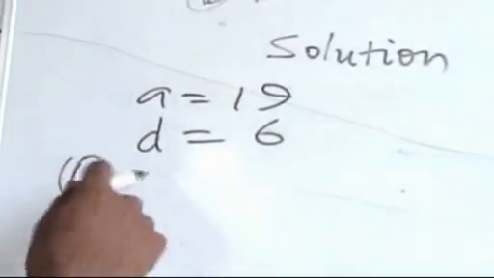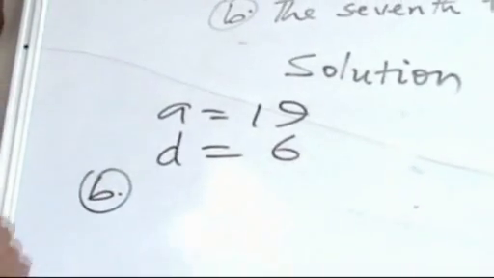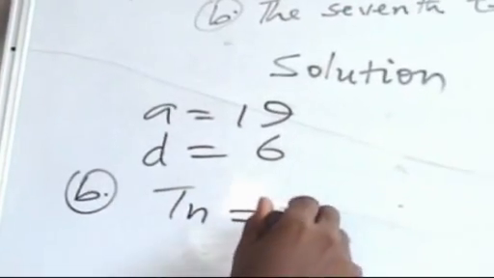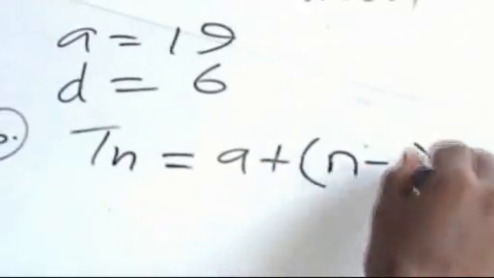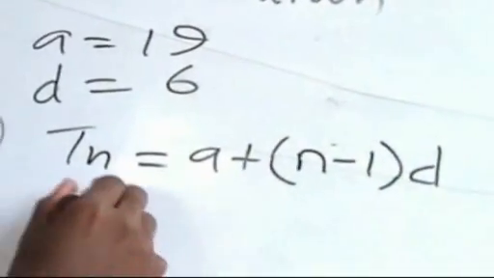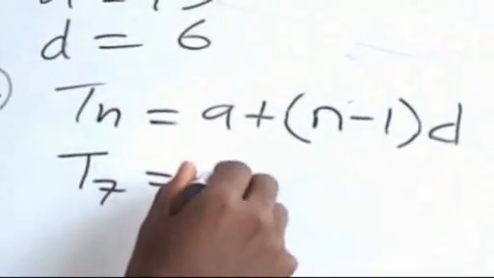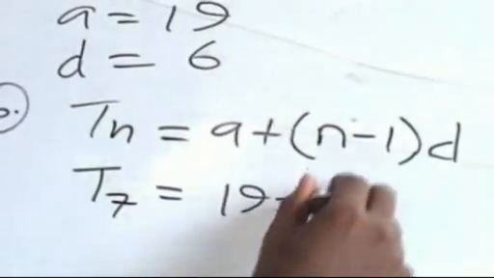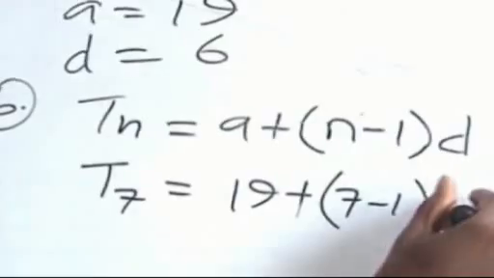Having found a, which is the first term, to be equal to 19, and d, the common difference, to be equal to 6, we proceed to find the seventh term. And you remember that Tn, that's the nth term of an AP, is equal to a plus n minus 1, all multiplied by d. So the seventh term, T7, is equal to a, in this case our a is 19 there, plus our n is 7 minus 1, multiplied by d, which is 6.